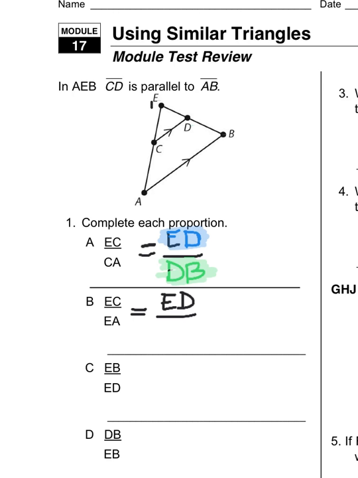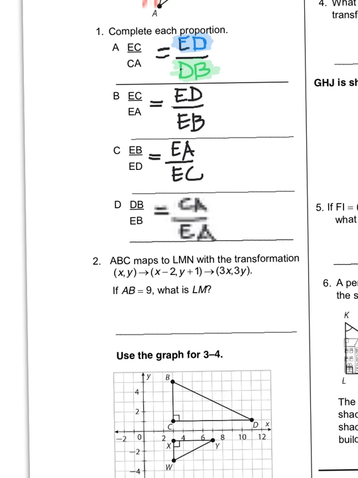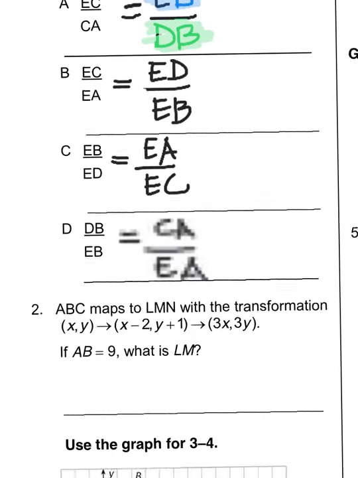Next they did EC and EA, so it would be ED and EB. On the next one, if you follow along, it would be EB, which is this whole side, and ED. So on the other side, it would be EA and EC. On this last piece, they did DB and then EB. So now they would do CA and EA. And the fractions would look like this.